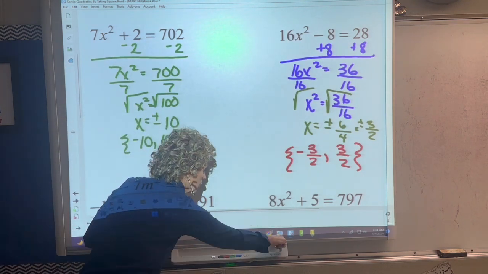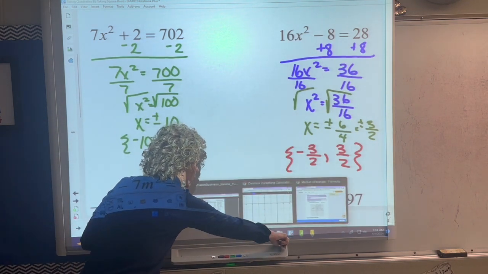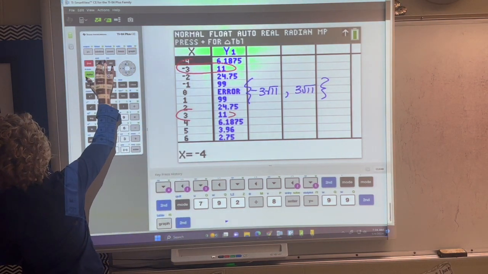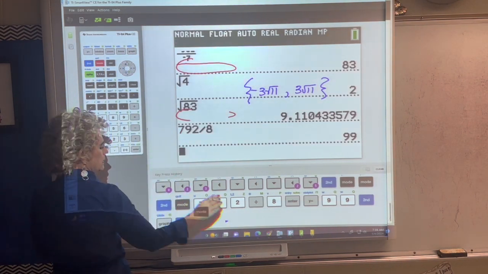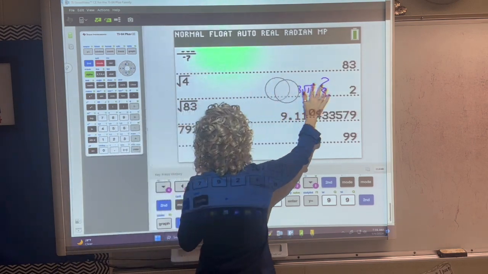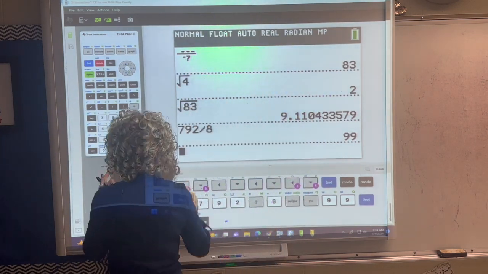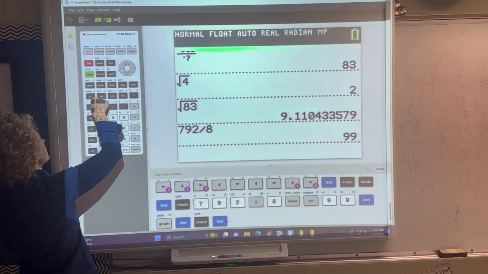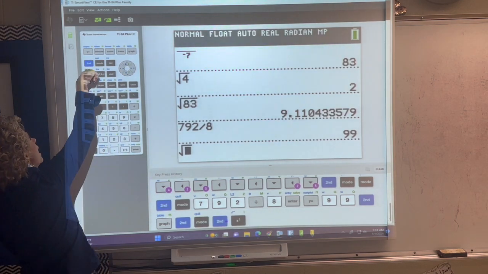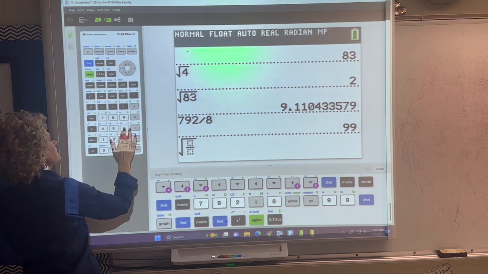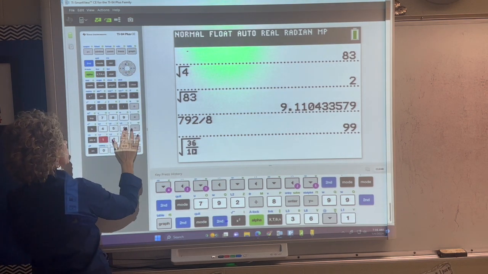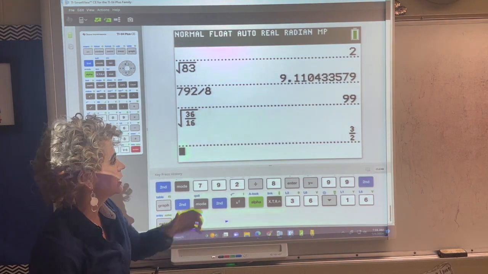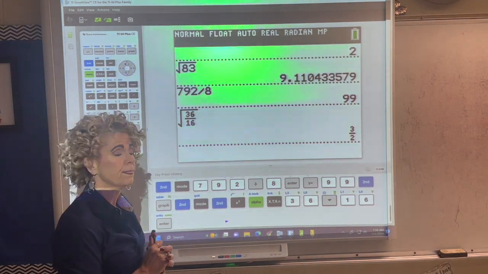Okay, let's go back here. We want the square root, second, square root of 36 over 16. I told you it would spit out a positive 3 halves because it's only going to give us our principal square root.